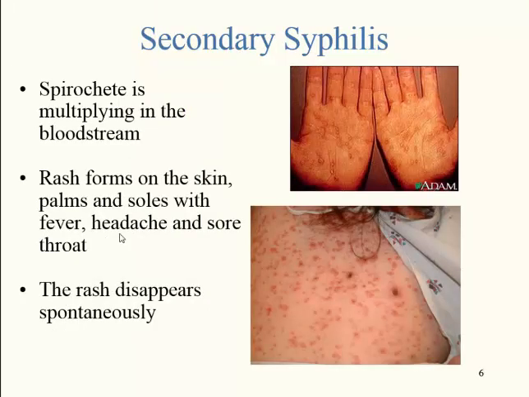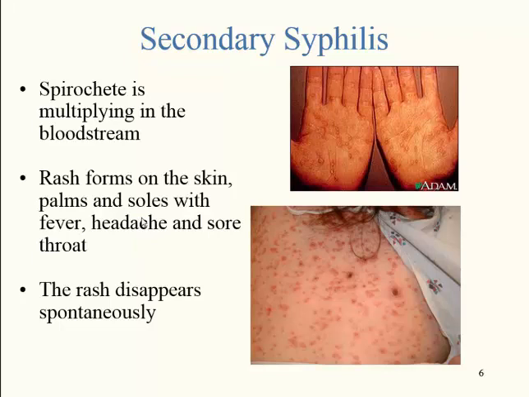Once the spirochete is multiplying in the bloodstream, we now call this secondary syphilis. It is characterized by a rash. Shown here are images of a patient with the rash on their hands, rash on their chest or back. The rash appears and then disappears. So you ultimately would not necessarily know if you had the canker and then you didn't realize that that was a sexually transmitted disease.